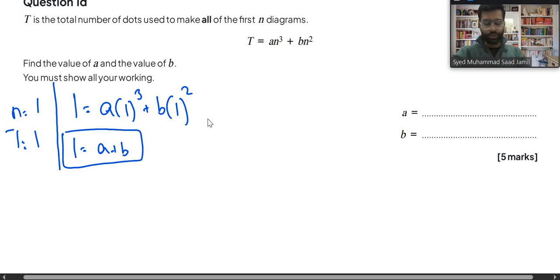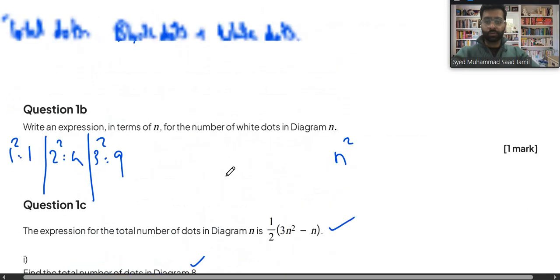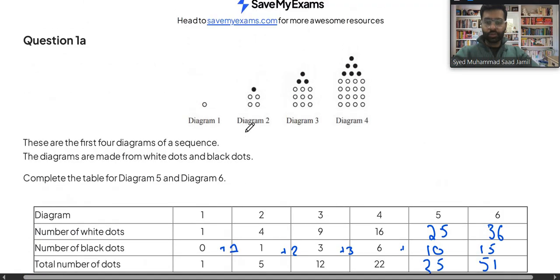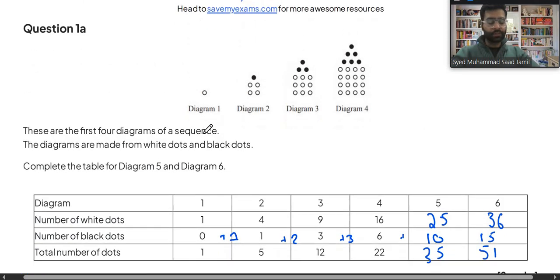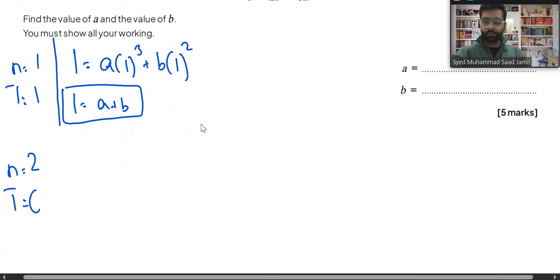This is the first equation. Now when n is equal to 2, how much is t? t is the total number of dots. So when n is 2, t is 1, 2, 3, 4, 5, 6. T is 6.